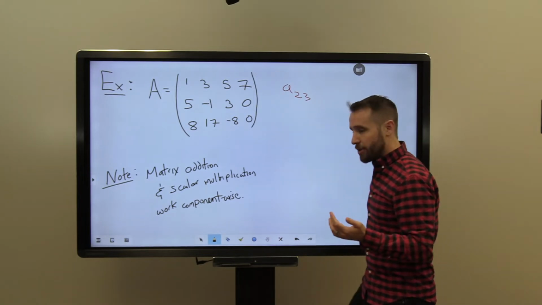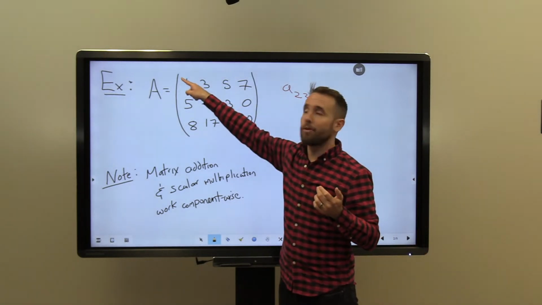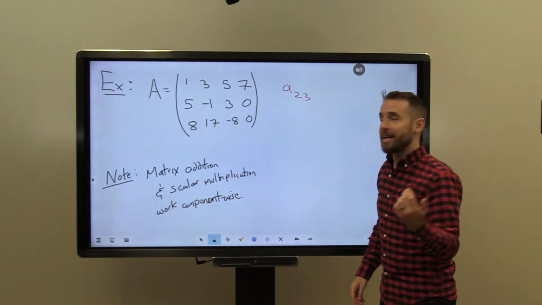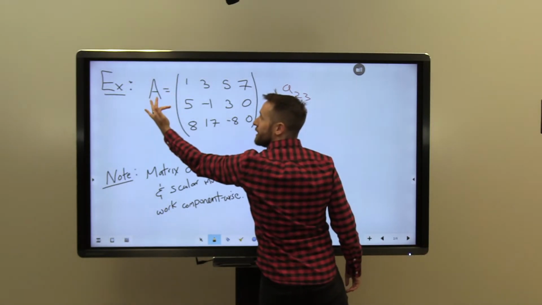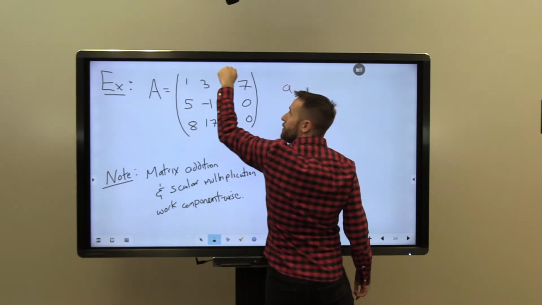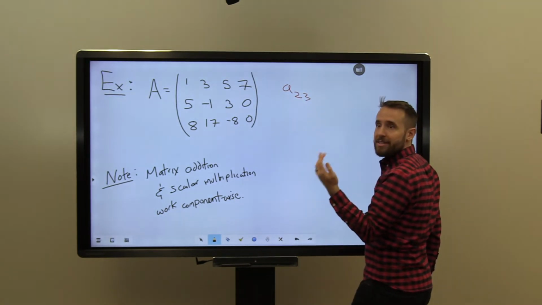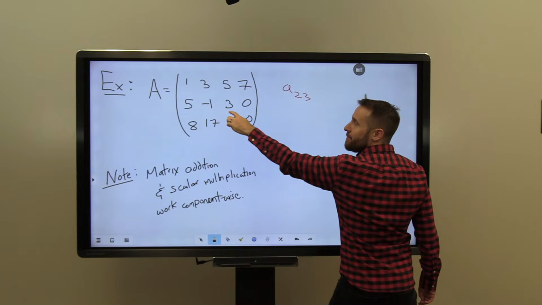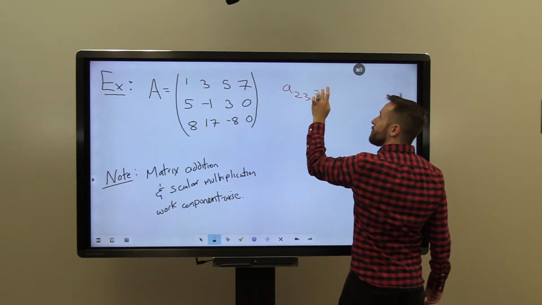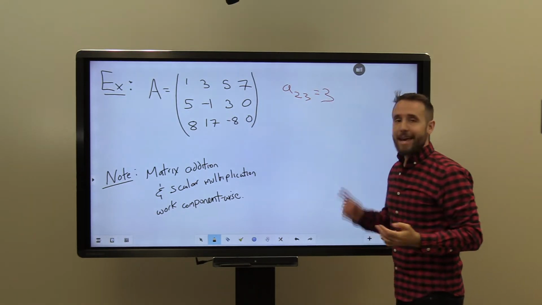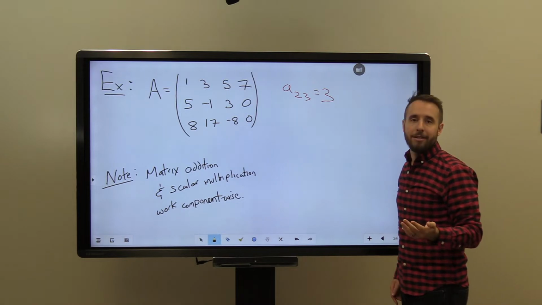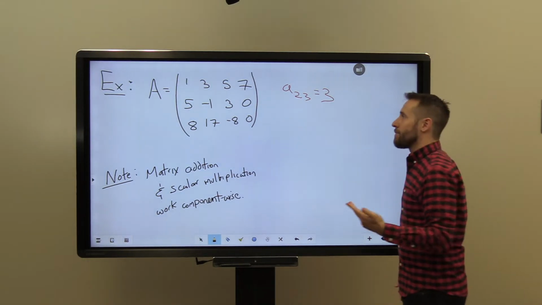And we're always going to start by counting in the upper left corner and going down, right? So second row, that would be 1, 2. And third column, that would be 1, 2, 3. And so the entry A23, the entry in the second row, third column, is just going to be this number here. In this case, that's 3. So we'd say that the A23 entry of this matrix is just 3.